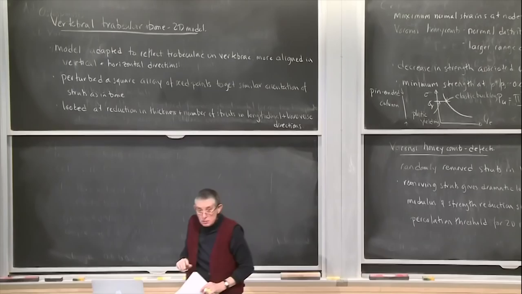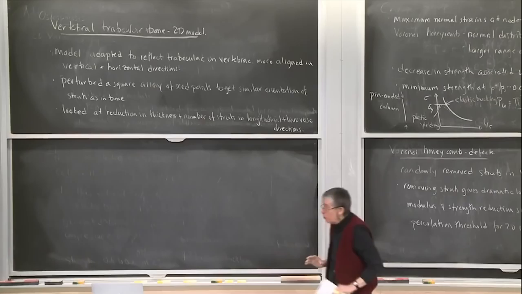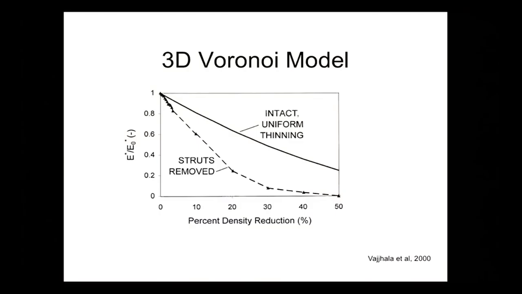Okay, and then the next model we did was the 3D version. We made the same kind of thing, but with a 3D model we had fewer cells, just because once it goes to 3D, you've got more struts in each cell. But this was the same idea. We uniformly thinned the struts, or we removed the struts. And again, you can see removing the struts has a much bigger effect.